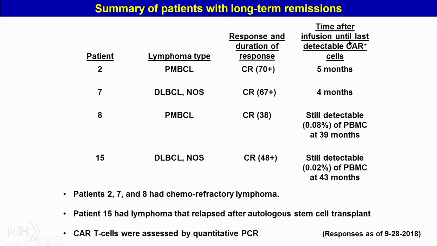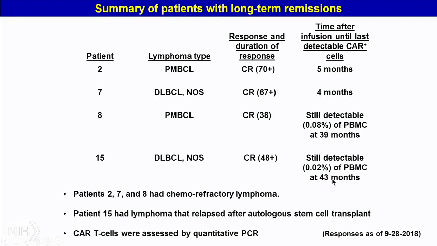In this column, I have the months after infusion that CAR T-cells were still detectable in the patient's blood. So patients 2 and 7 had fairly short durations of T-cell detectability. Patient 2 only 5 months, patient 7 4 months. Patient 8 still had a very low level of her PBMC that had CAR T-cells detectable at 39 months at 0.08%. And patient 15 had a very low level of 0.02% detectable CAR T-cells in the PBMC at 43 months after infusion.